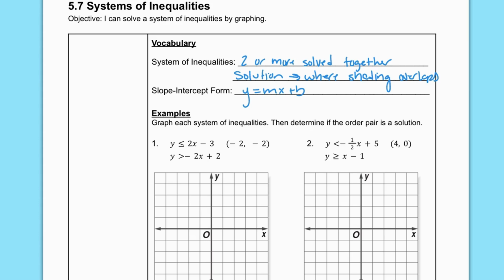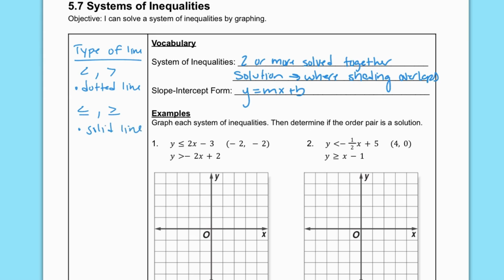Okay, and then before we start, just a couple of reminders to decide what type of line we need. If we have a less than or a greater than, we want a dotted line because those are not included in the solution. If we have less than or equal to, greater than or equal to, then we're going to want a solid line because that will be included in the solution.